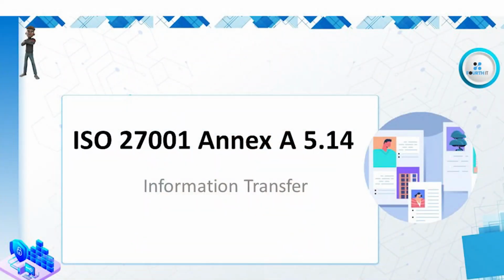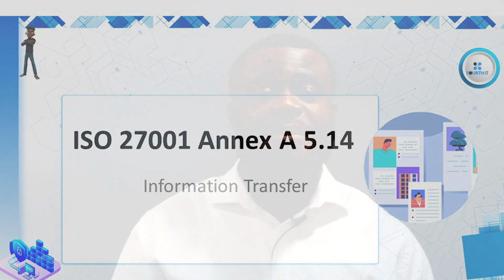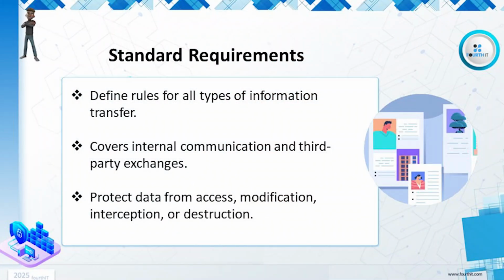Let's break it down. Every transfer method carries its own risk. But what does the standard really say? Now, ISO 27001 Annex A 5.14 requires organizations to be able to establish rules, procedures, and agreements for all sorts of information transfer, both internally and with third parties like vendors, suppliers, and customers. The goal is to protect information from unauthorized access, modification, destruction, and interception. Does that sound familiar? Yes, we're talking about the CIA triad: confidentiality, integrity, and availability.